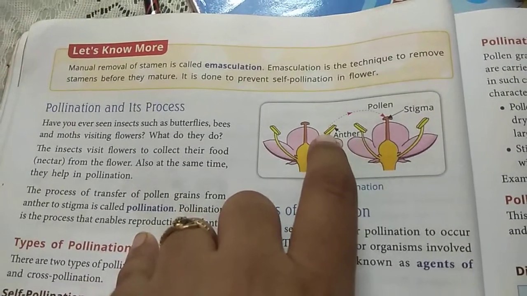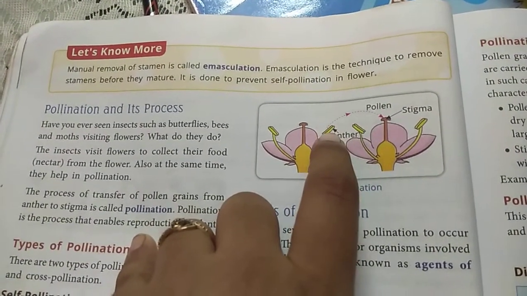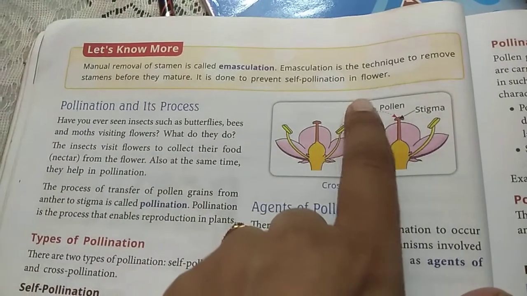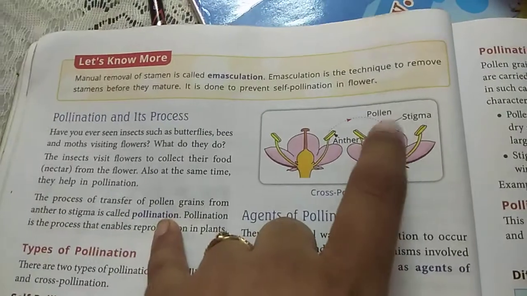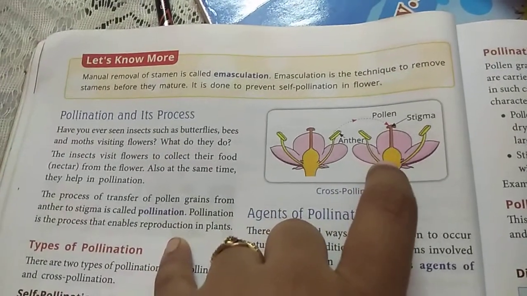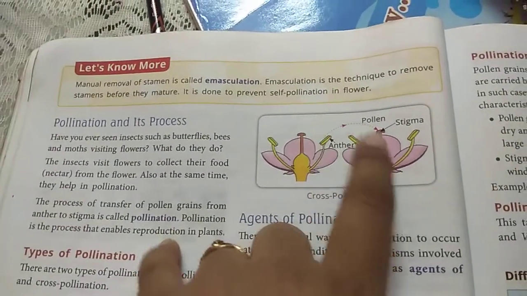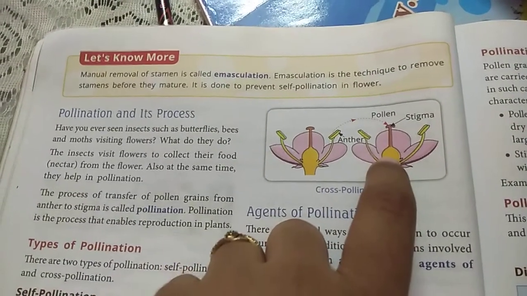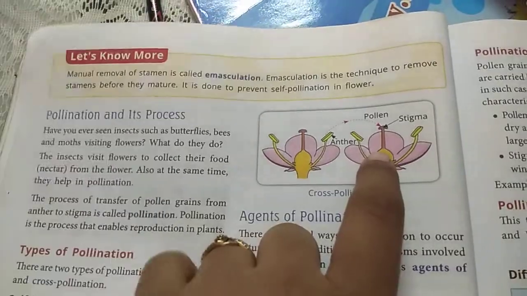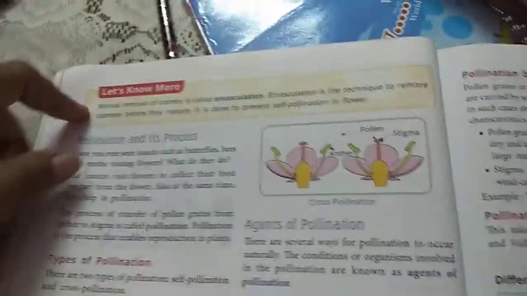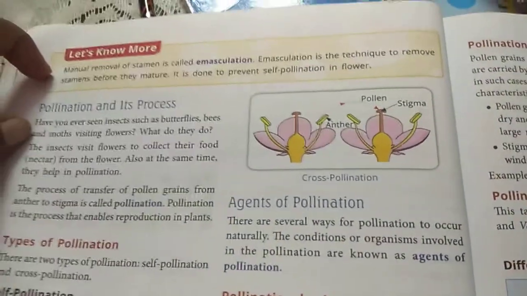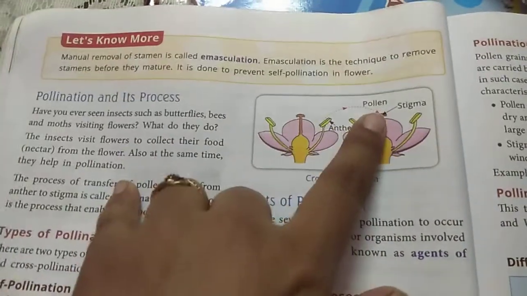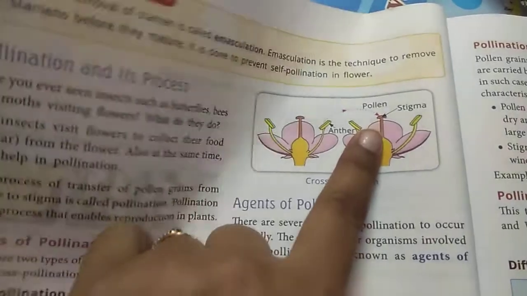Pollen grains are present in the anther, and from the anther, the pollen grains transfer to the stigma, where the ovary and eggs are. These pollen grains will go and fuse with those eggs, and the pollination process will be complete. So the process of transfer of pollen grain from anther to stigma is known as pollination.